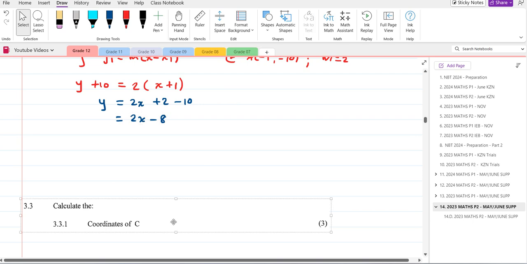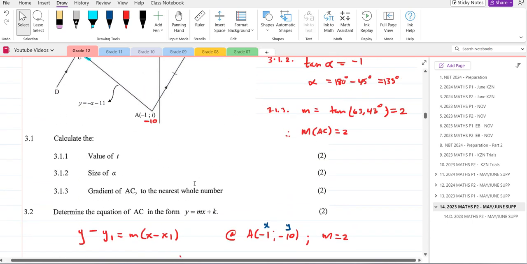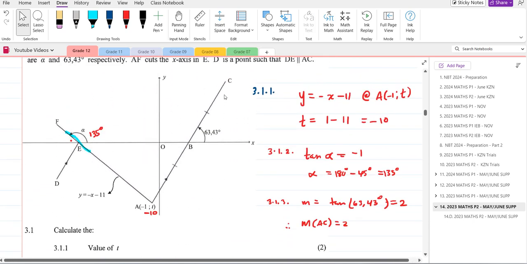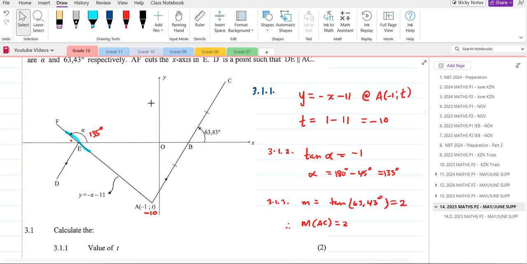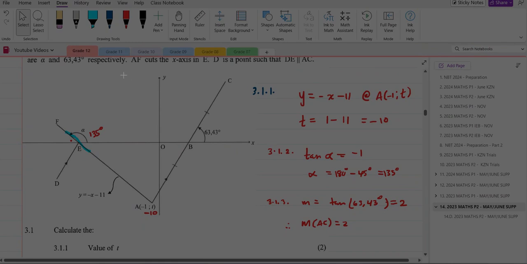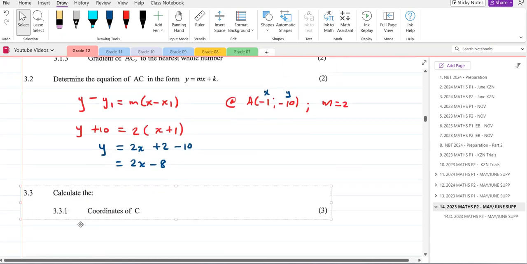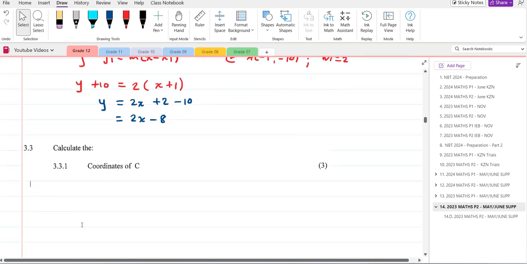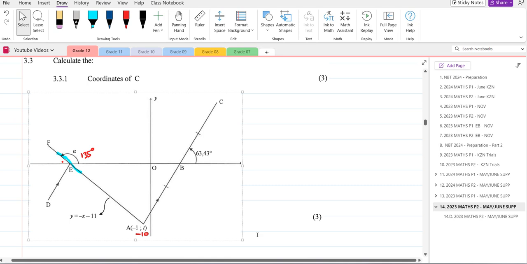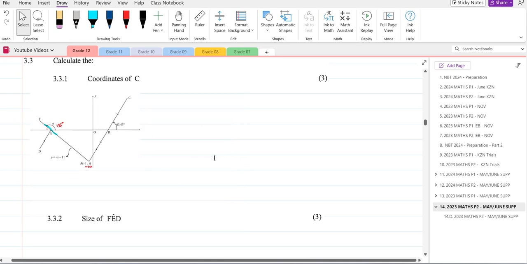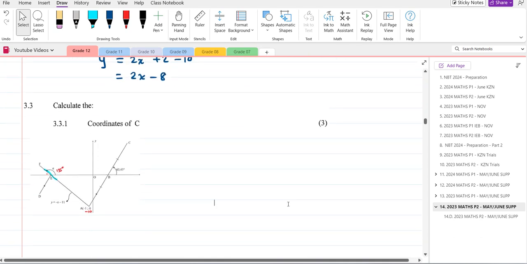Next question. What's the coordinates of C? Coordinates of C, that's the end point. So let me just copy this, right? Because we have an equation of the line, we can get the midpoint. So think about it, how are we going to find the coordinates of C?